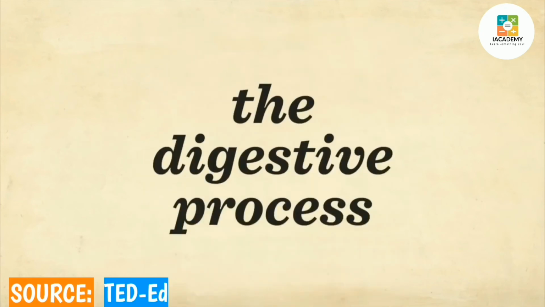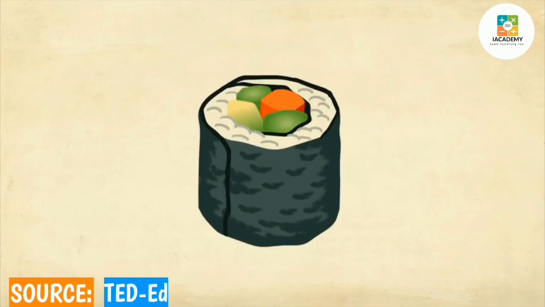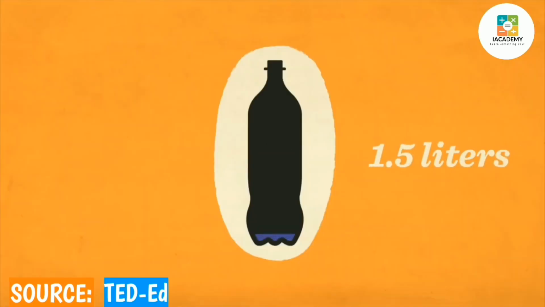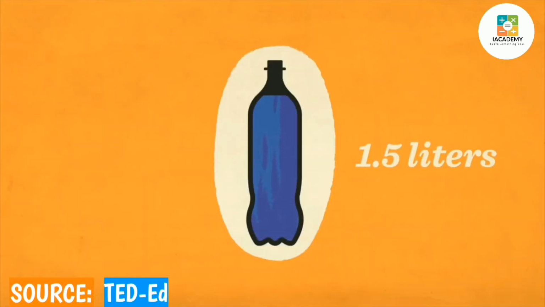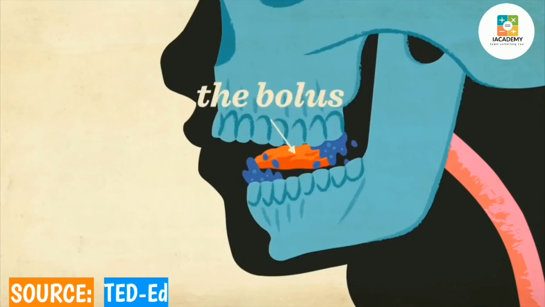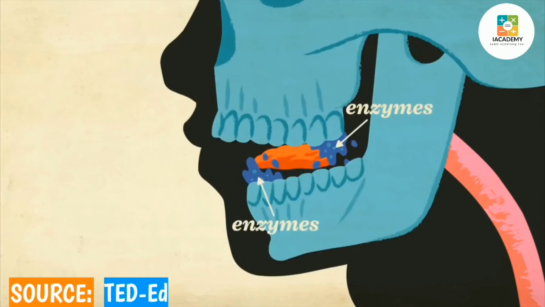The digestive process begins before food even hits your tongue. Anticipating a tasty morsel, glands in your mouth start to pump out saliva. We produce about 1.5 liters of this liquid each day. Once inside your mouth, chewing combines with the sloshing saliva to turn food into a moist lump called the bolus. Enzymes present in the saliva break down any starch.